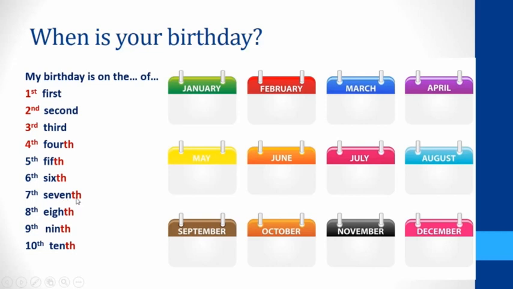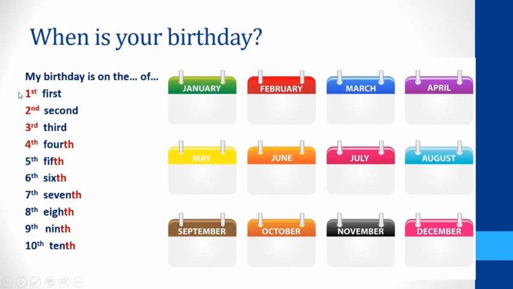Sixth. Pravilno. Seventh. Također pravilno. Eighth. Možemo da primetimo samo jedno t. Ninth. Izgubilo se e. We lost the e. Izgubili smo to posljednje slovo i dodali th. Tenth. Pravilno. One more time.